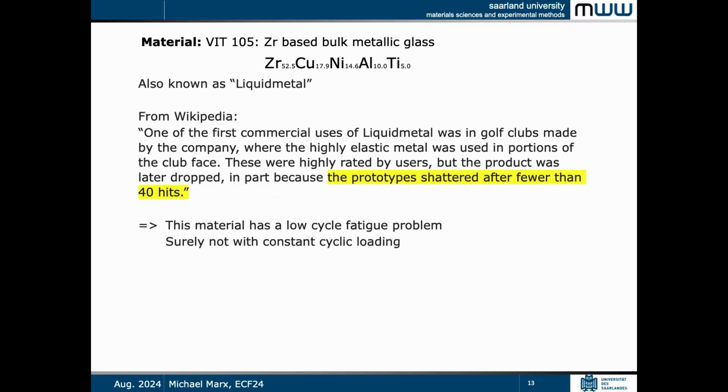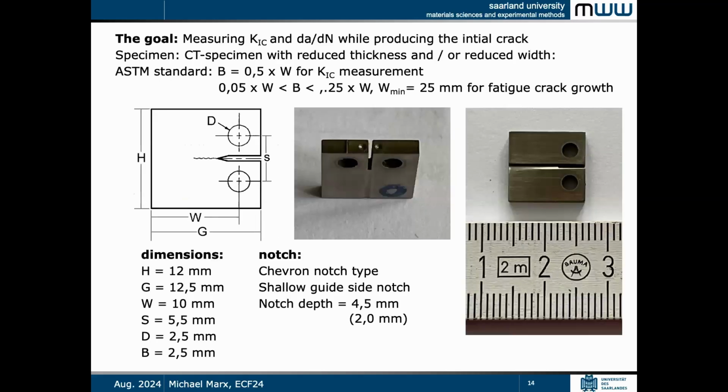And if you look in Wikipedia for metallic glass WIT 105, you will find that the first commercial use was in golf clubs in the club face, and the prototypes shattered after fewer than 40 hits. This means you have a low cycle fatigue problem, and you will not have constant amplitude loading in this case. So the first goal was to measure K1C and da/dN while we initiate the crack for the K1C measurements.